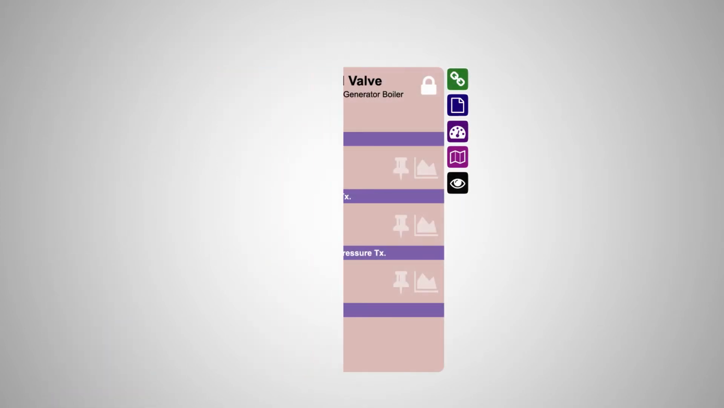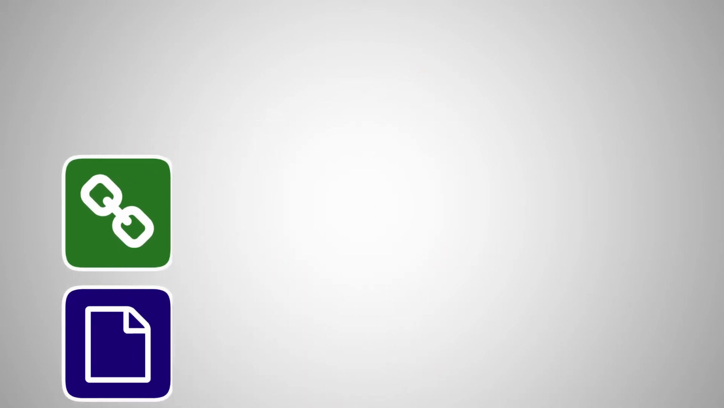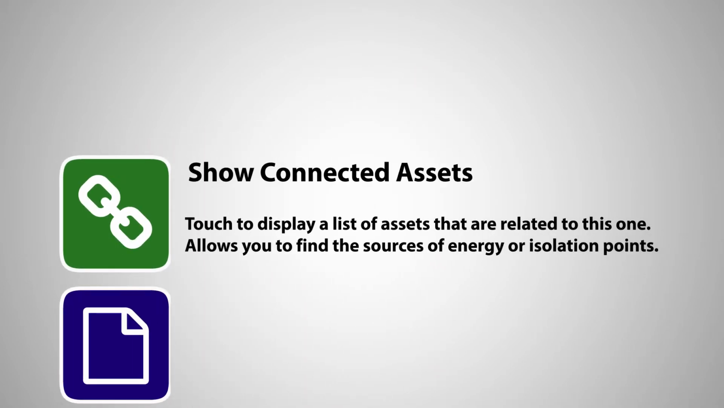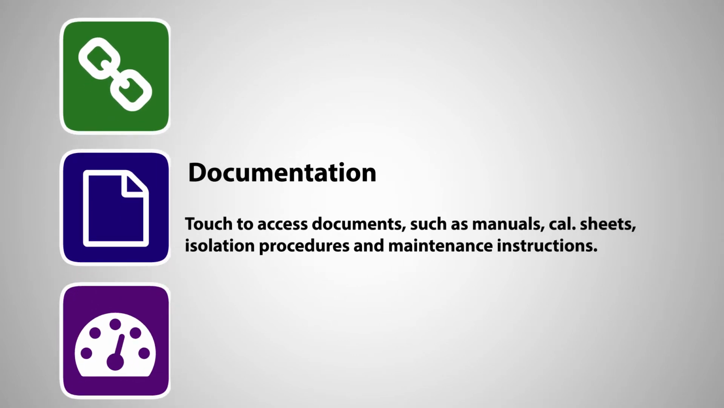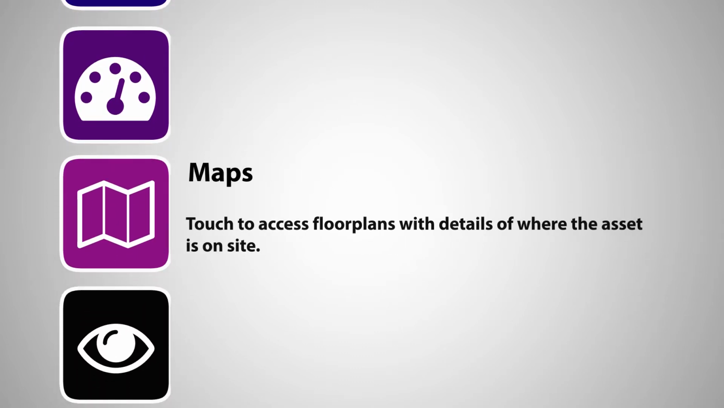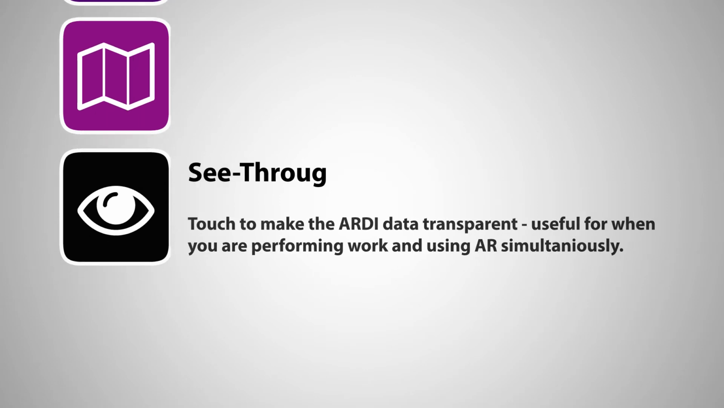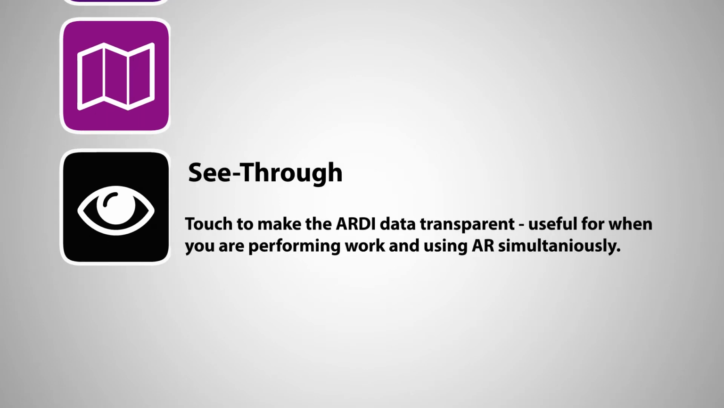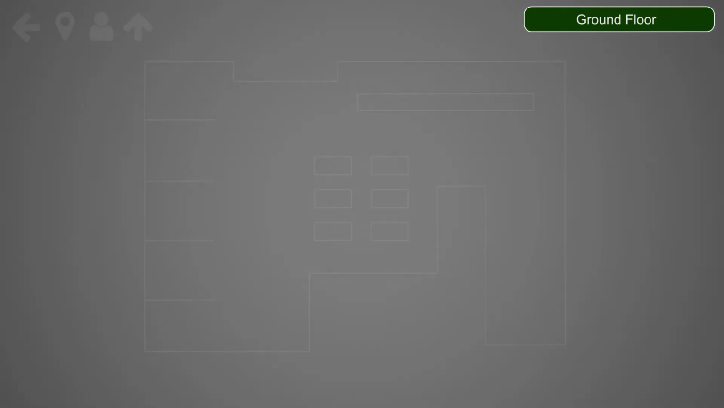On the right-hand side are your navigation buttons. This button lists all of the assets that are connected to the one you're looking at. This button shows you asset documentation, such as work procedures and isolation instructions. This takes you to the web dashboard for the asset. If available, this opens a map to show you where the asset's located on site. This button makes all of the displayed information translucent so you can see through it.